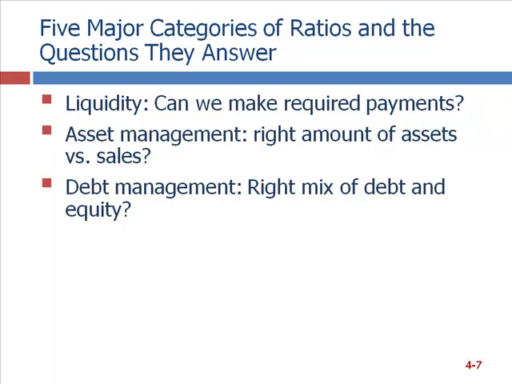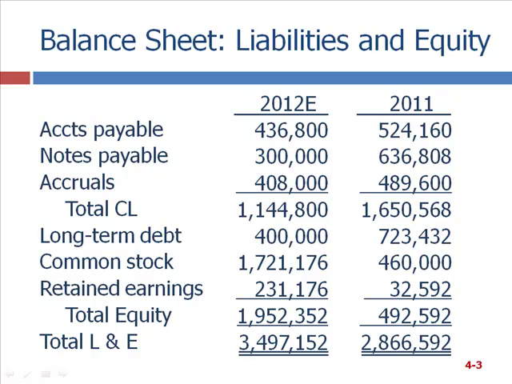Then we have debt management ratios. These answer 2 questions. Okay, one question is, what is our mix of debt financing versus equity financing? Remember, looking back at the balance sheet, as we saw here, there is a mixture, and every firm has a mixture. Some of its financing comes from debt, and some of its financing comes from equity.